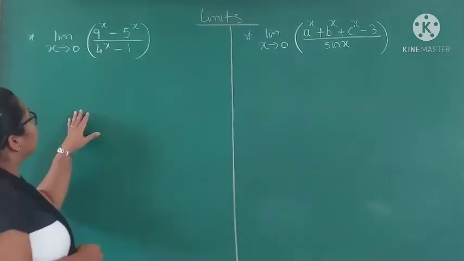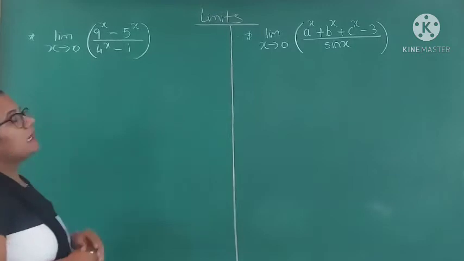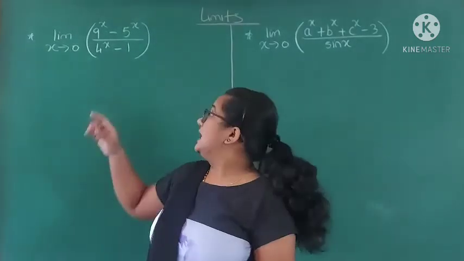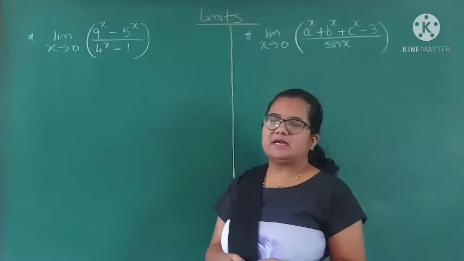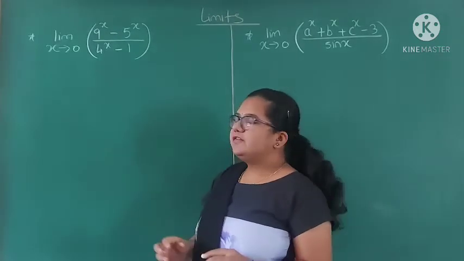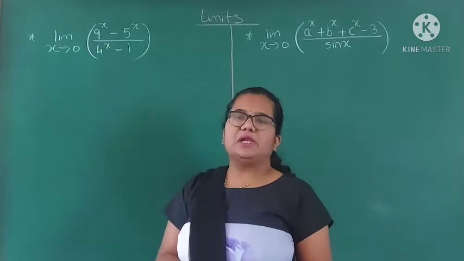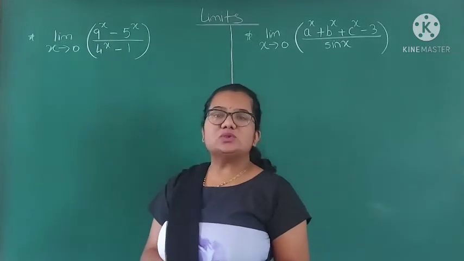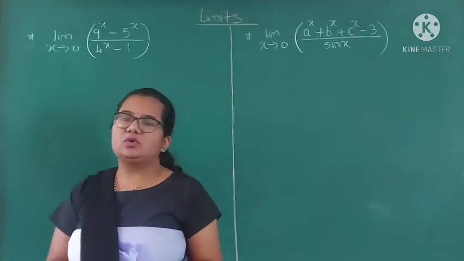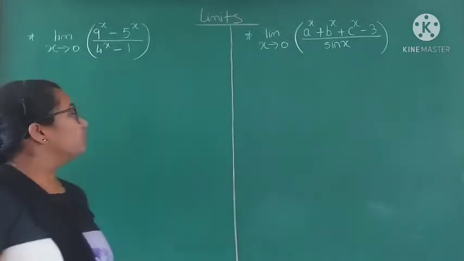Okay. Now after seeing the formulae, let us continue with few examples related to the exponential and logarithmic functions. So what is the first example you can see here: limit as x tends to 0, 9 raised to x minus 5 raised to x upon 4 raised to x minus 1. So if you remember the formula, what was the formula? Limit as x tends to 0, a raised to x minus 1 upon x, it is equal to log a. This was our formula.